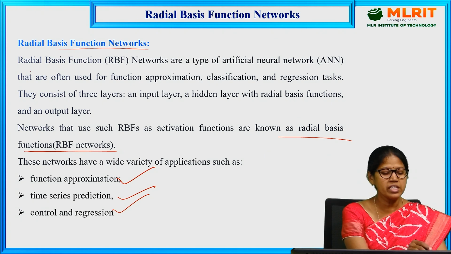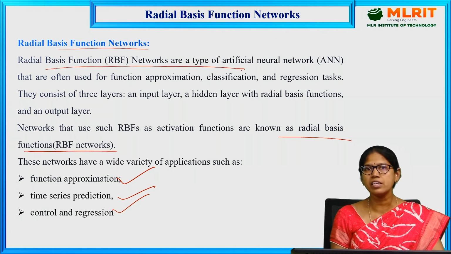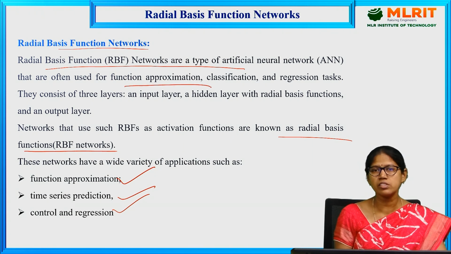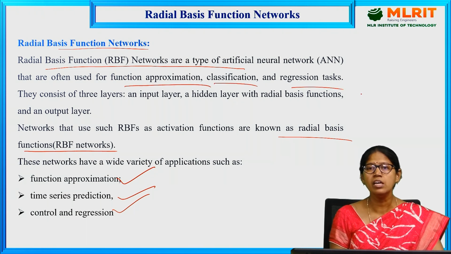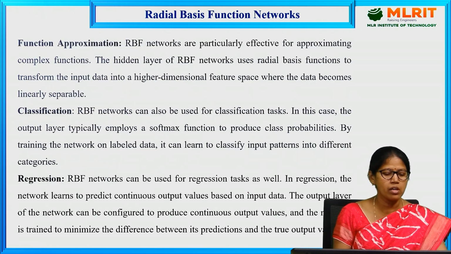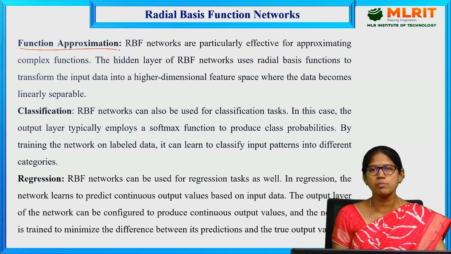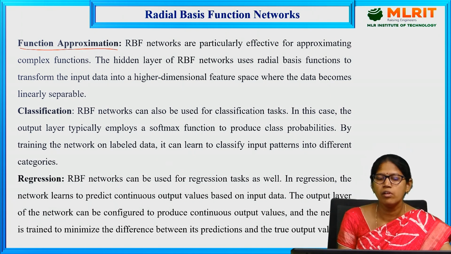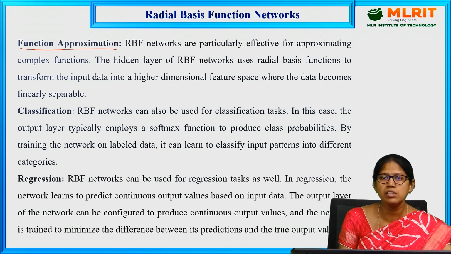These radial basis function networks are a type of artificial neural network which are used for function approximation, classification, and regression tasks. What is meant by function approximation? Here the radial basis function observes the patterns and classifies those patterns into categories.